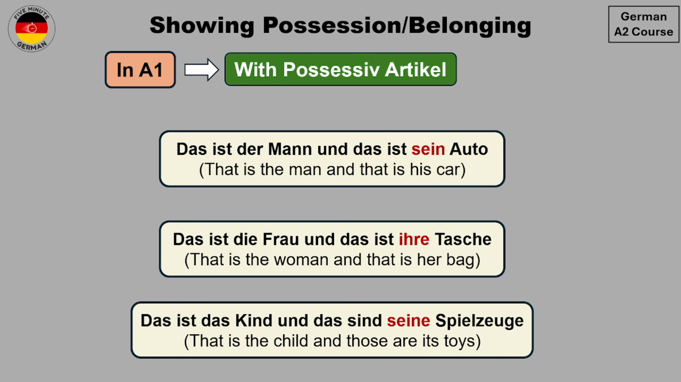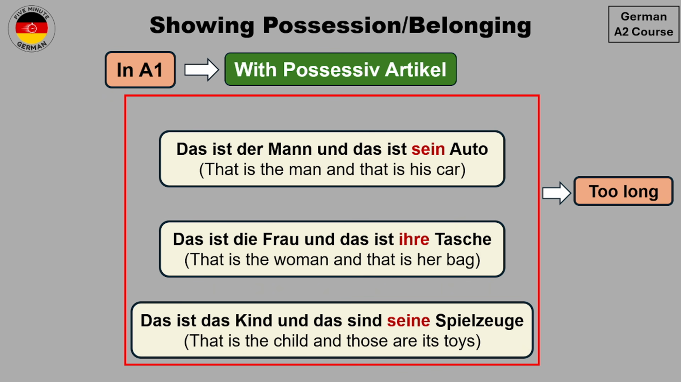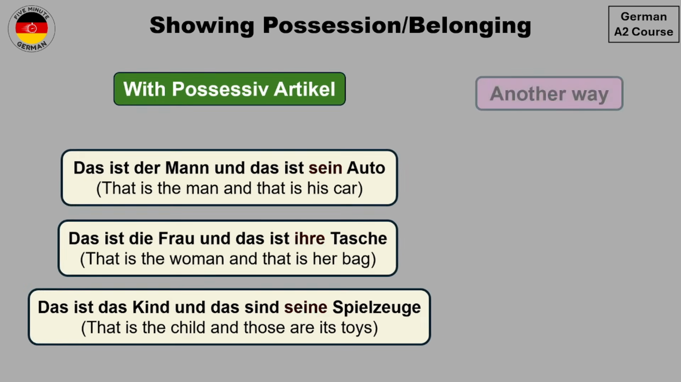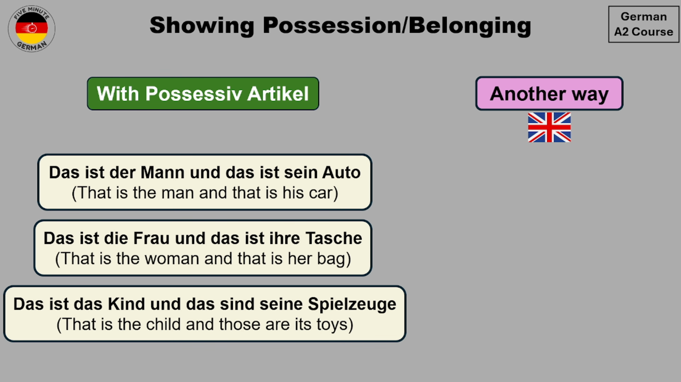But if you take a look at these sentences, then you might notice that all of these sentences are too long. And this is not the best way to express possession. Now let's write these sentences in another way. And I will write them in English first so that you understand the concept.